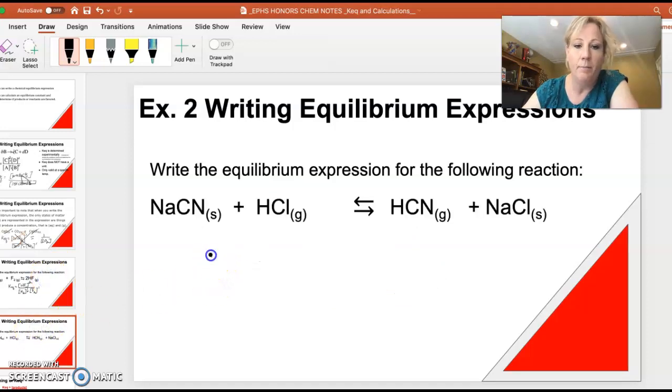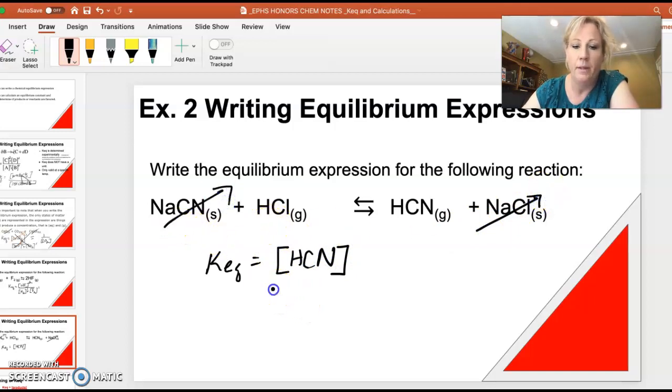Here's one more example, KQ. So HCN, I'm going to throw this out right away and throw that out right away because they're solids. And then it would be over the HCl molarity.